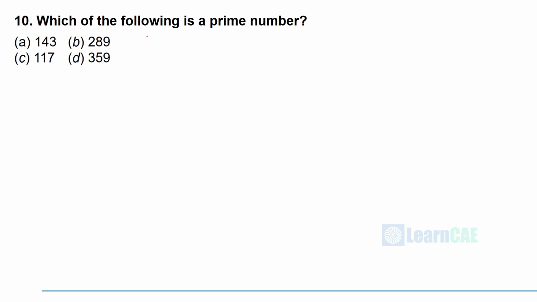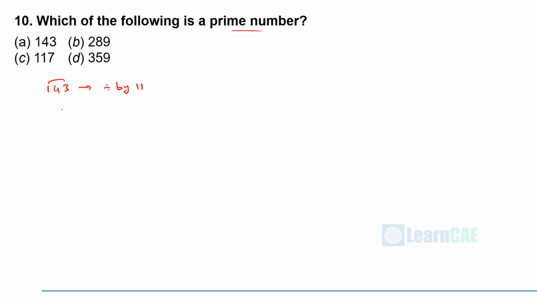Next question. Which of the following is a prime number? So we have to find out the numbers which are not prime and find the answer based on elimination. So the first option is 143. This is not divisible by 2, not by 3. But if you see here, the sum of the odd terms is equal to the sum of the even terms. That is 1 plus 3 is equal to 4. So this means it is divisible by 11.